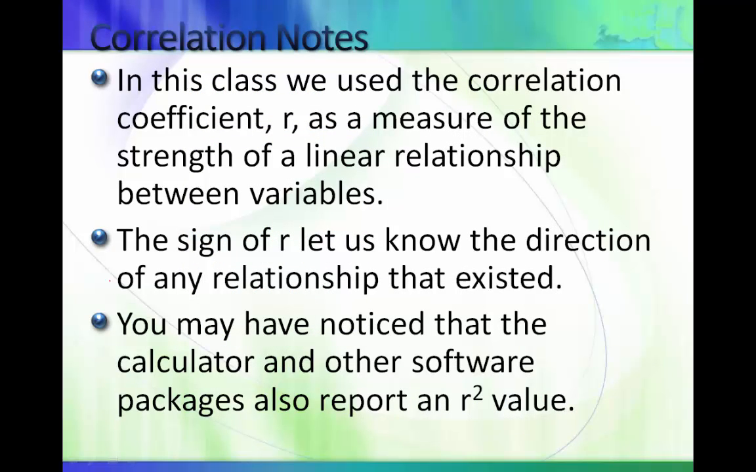Some notes on correlation. In this class, we use the correlation coefficient R as a measure of the strength of a linear relationship between variables. The sign of R lets us know the direction of any relationship that exists.